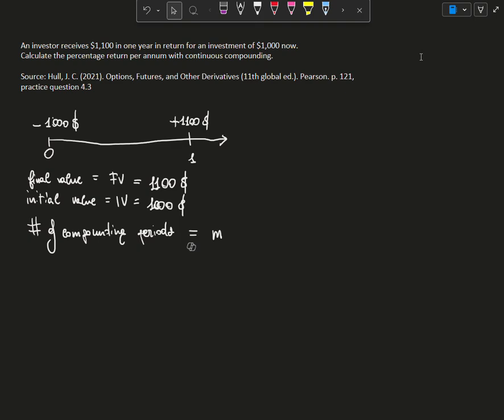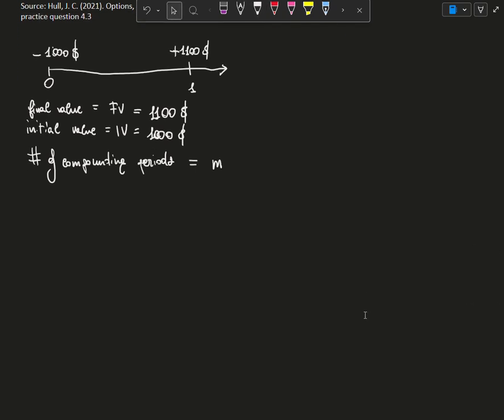In the previous video, we were asked to calculate the percentage return per annum with semi-annual compounding, given that an investor receives $1,100 in 1 year in return for an investment of $1,000 at time 0. And what's different now is that we are asked to calculate the percentage return per annum with continuous compounding instead of semi-annual compounding.